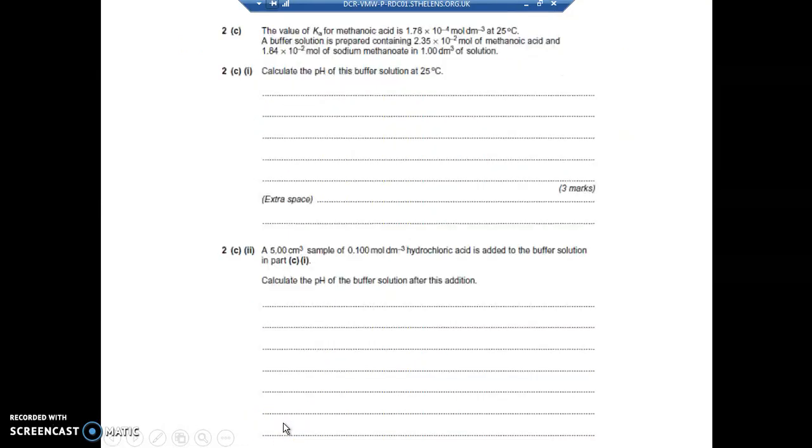Let's try it again then. Methanoic acid. It says I've got a buffer solution. I have got a concentration of methanoic acid.